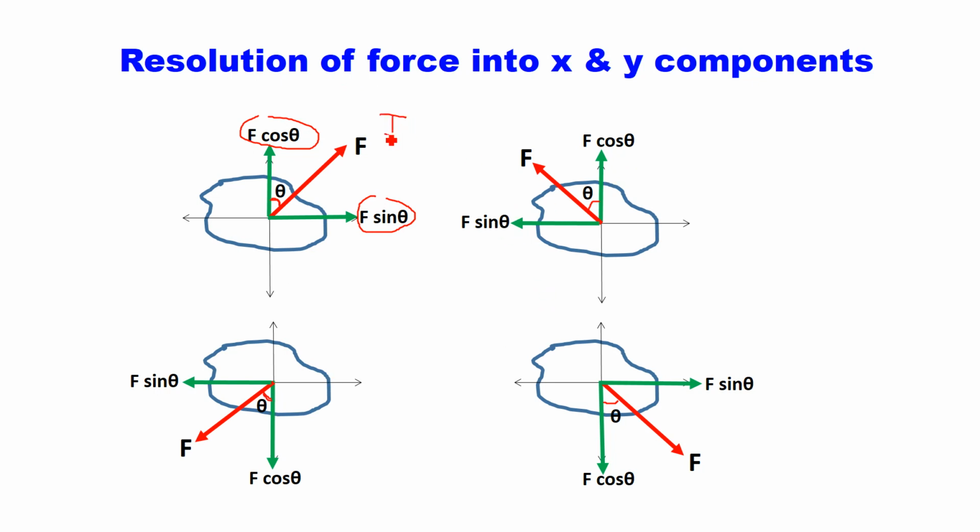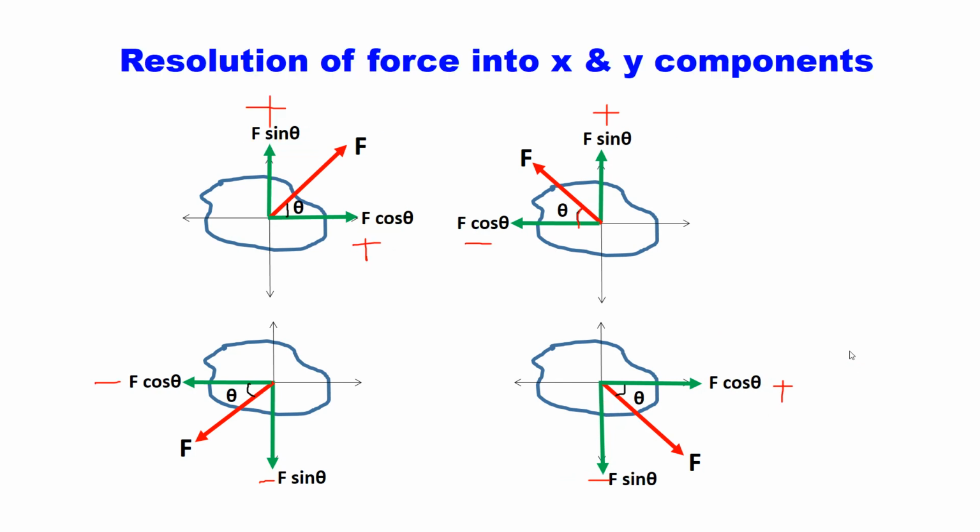If it is in the first quadrant, x plus, y plus. If it is in the second quadrant, x minus, y plus. If it is in the third quadrant, then x minus, y minus. If it is in the fourth quadrant, then x plus, y minus. So this is when theta with respect to the y axis is known, and this is when theta with respect to the x axis is known.